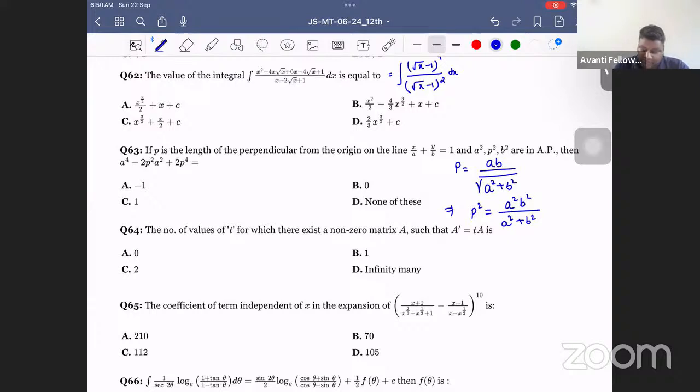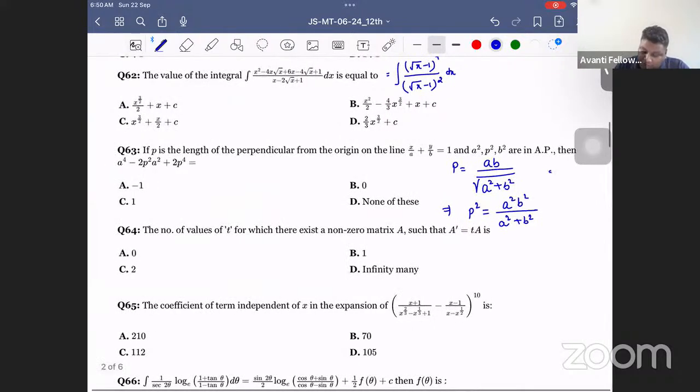Now they have given you that a square, p square, b square are in AP. So that means 2p square is equal to a square plus b square. Now replace b square as 2p square minus a square, because the entire expression they are asking is in terms of a and p. Am I correct? So replace b in terms of a, simplify, and you will get your answer.